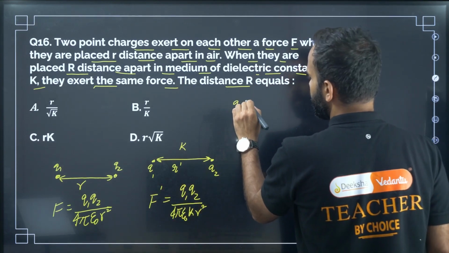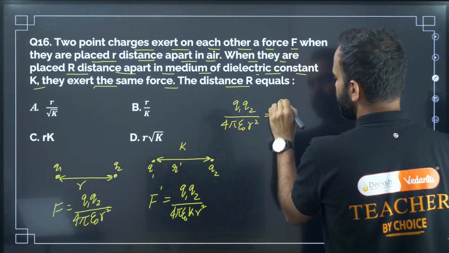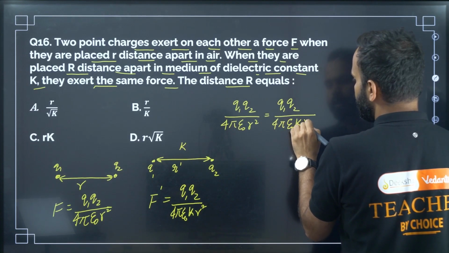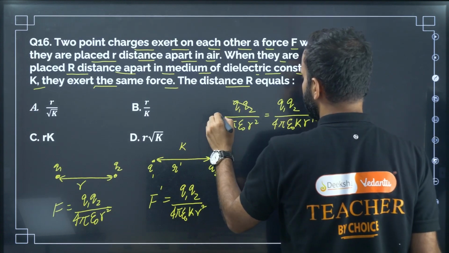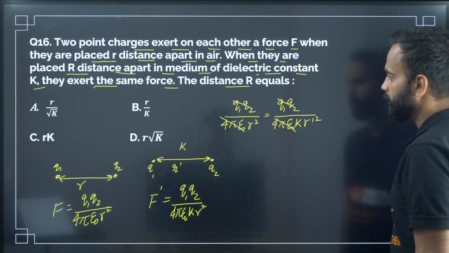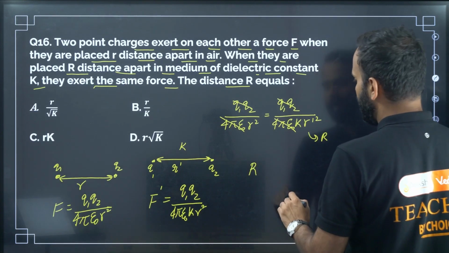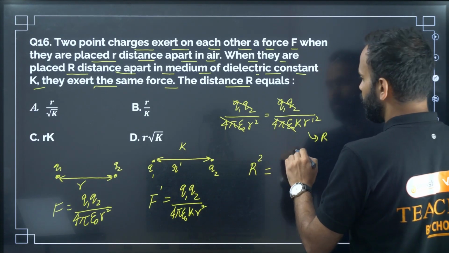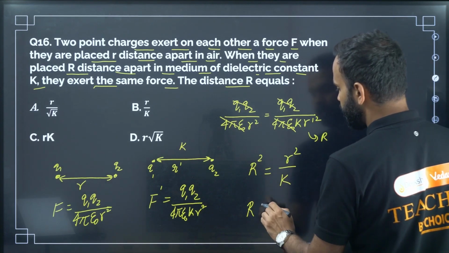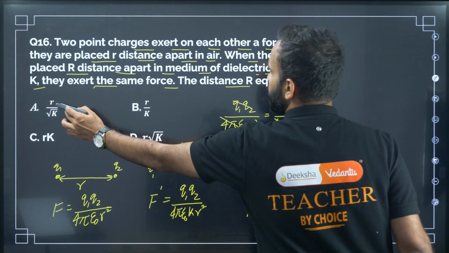F dash equal to F, right? So Q1 into Q2 divided by 4 pi epsilon naught r square is equal to Q1 into Q2 divided by 4 pi epsilon naught into K into r dash square. So Q1 Q2 divided by 4 pi epsilon naught will get cancelled. Now r dash squared is equal to small r square divided by K. So r dash is equal to r divided by root K. So the correct option is A.